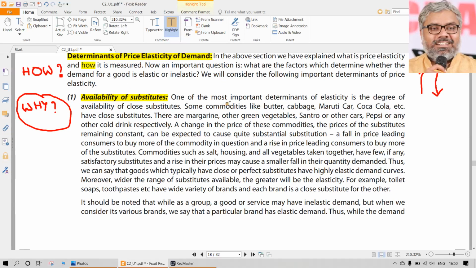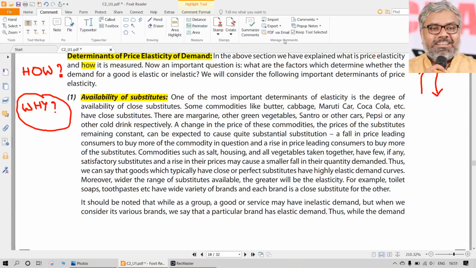So what are the determinants of price elasticity of demand? The first one is availability of substitutes. The name itself will tell us. We don't need a very deep technical discussion on that. It is a very common, logical thing. Now tell me, if there is availability of substitutes, will the price elasticity be more or less? If substitutes are available, then naturally the price elasticity of such a product will be more. It will be more if the availability of substitutes is more. It will not be less.